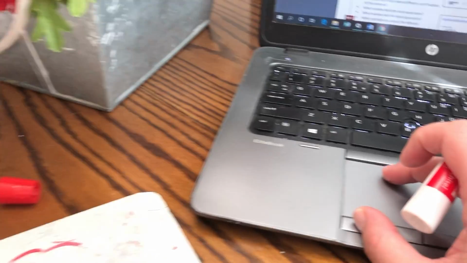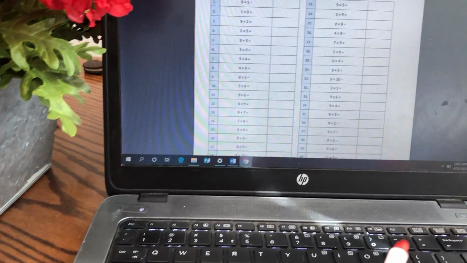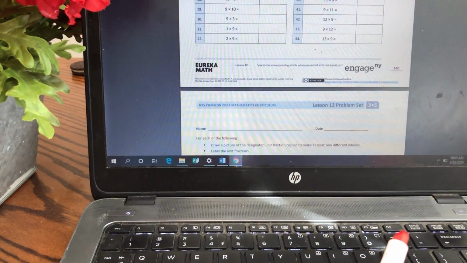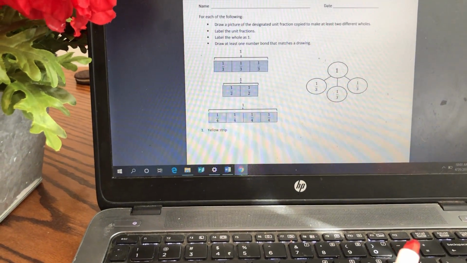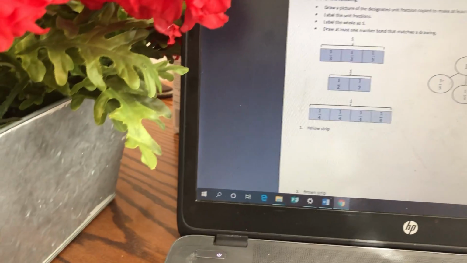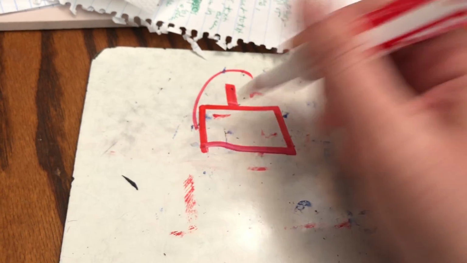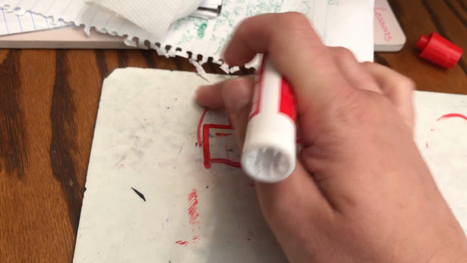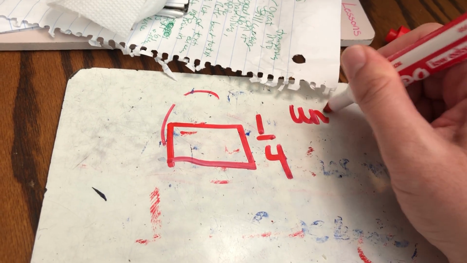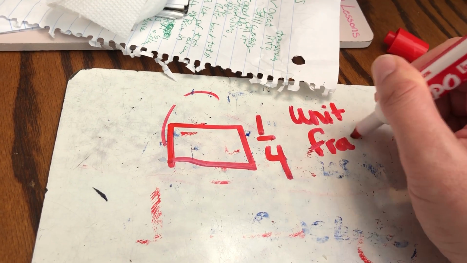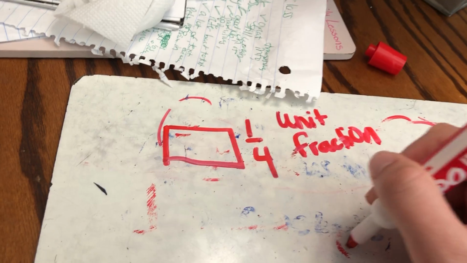All right, we're going to take a look at the problem set. You guys are going to be doing the homework page. We're going to look at the problem set. Okay, so here we have 1/4. So I'm going to draw. You're going to draw with me. Okay, rectangle of 1/4. Okay, that's the unit fraction. That means that each piece equals 1/4.